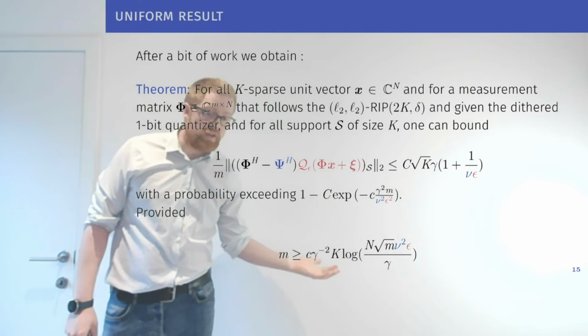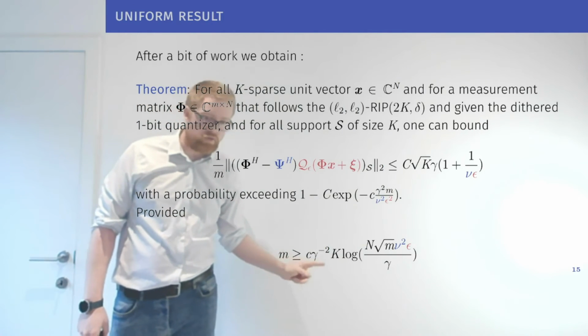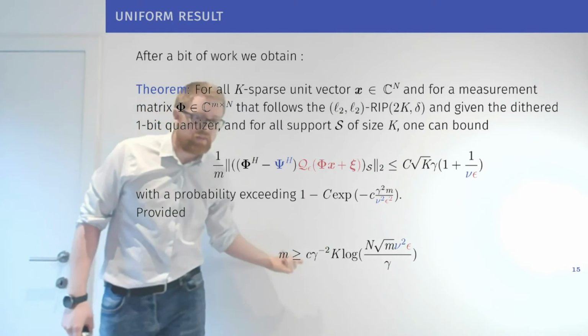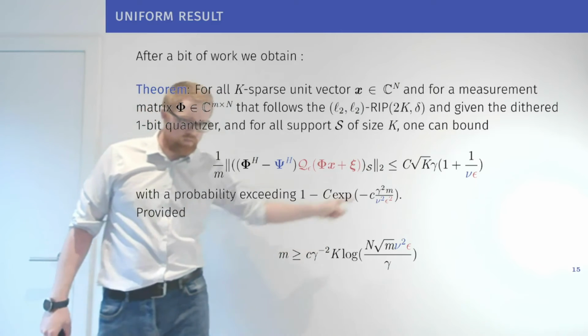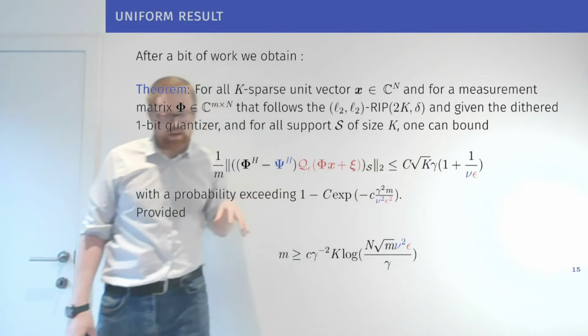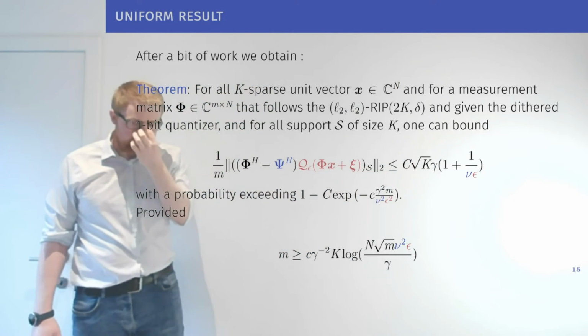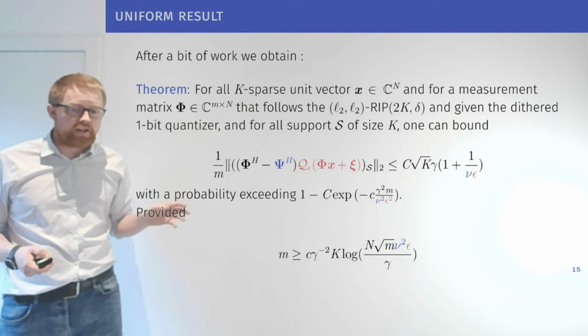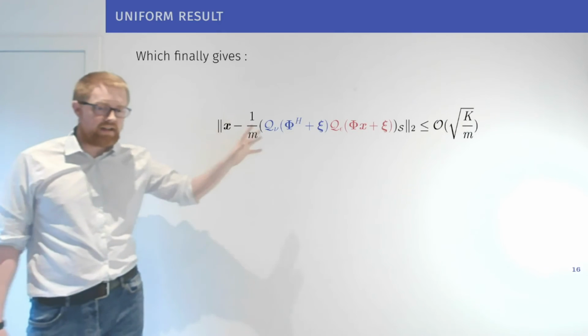Furthermore, there's some condition that you have to impose on m, which should be bigger than that. But if you look at that, it also means that if you invert this relationship, gamma, which is also here, will scale as 1 over square root of m. So if you put everything together, with the previous bound on the back projection on quantized data, you get that.